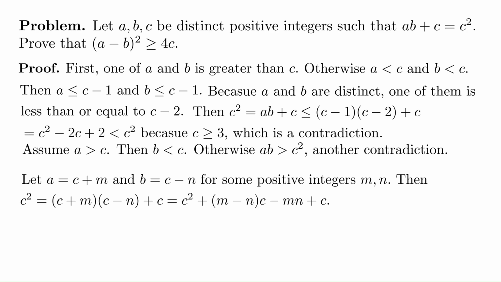Then c² is equal to ab + c, where a is c + m and b equals c − n. Combine the terms, we get c² + (m − n)c − mn + c. Both sides contain c², cancel that out. We get mn = c(m − n + 1).